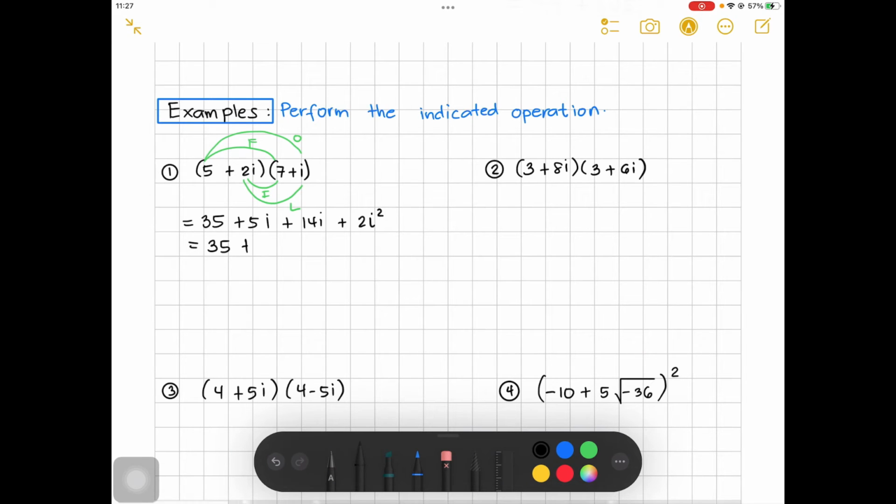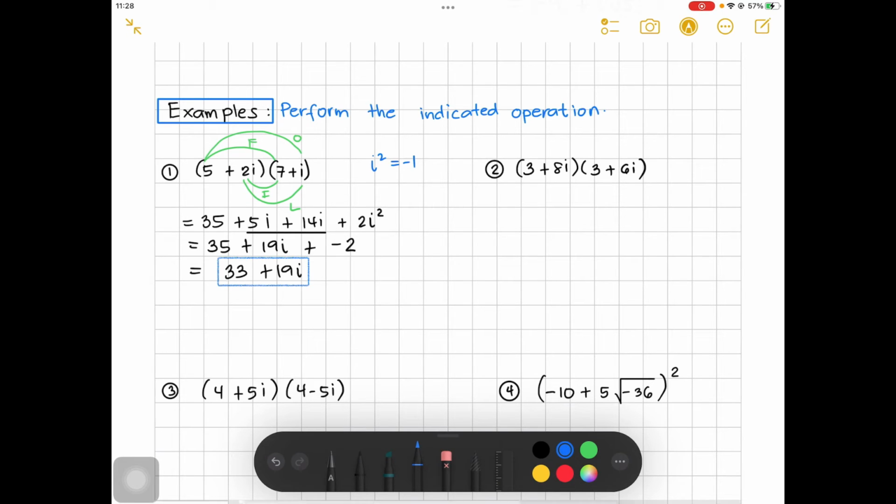Simplify what we can simplify. We can simplify 5i plus 14i, that is 19i. What is 2i squared? Take note that i squared is equal to negative 1, so it is minus 2. 35, negative 2, we have 33 plus 19i.